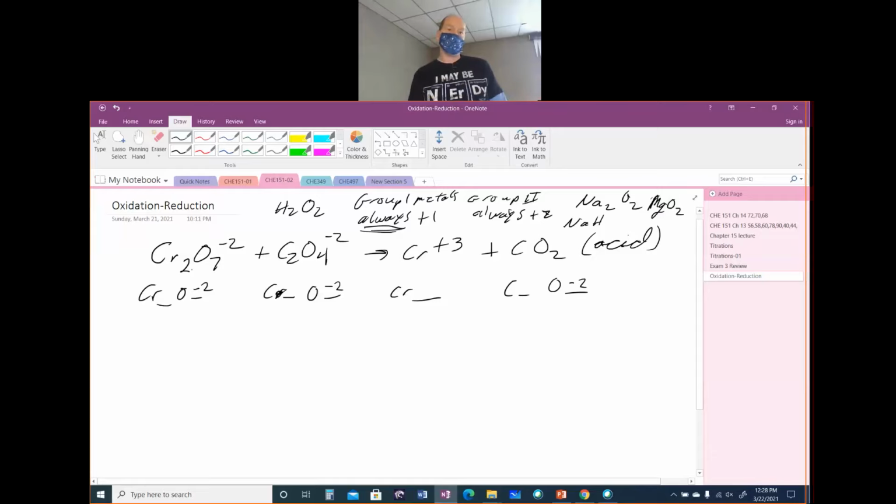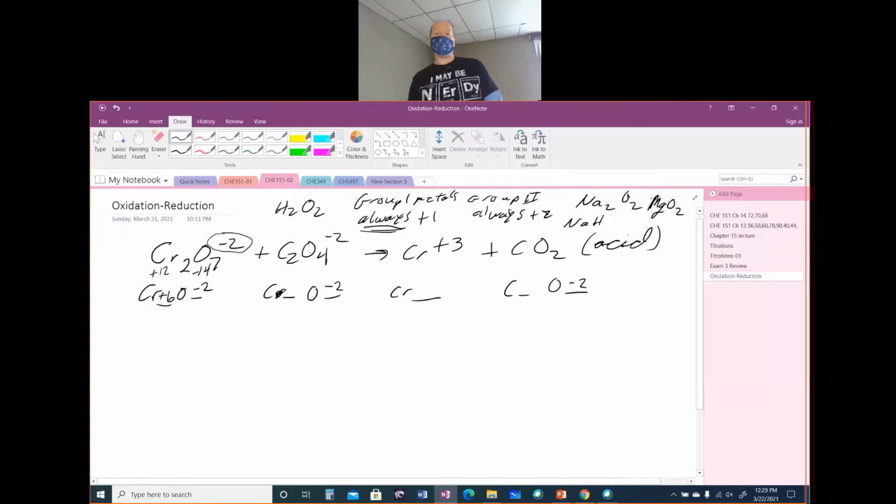All right, so there's 7 of them here, so that's -14. So these 2 Crs have to be +12. 12 minus 14 is a total of -2. All right, I didn't want 2 Crs, I wanted 1. So each one of these Crs is +6.